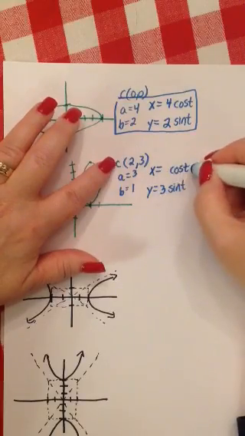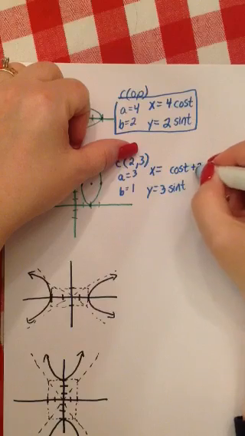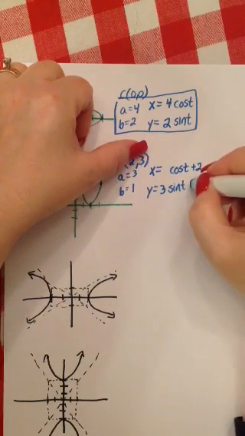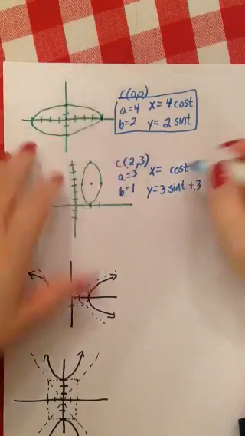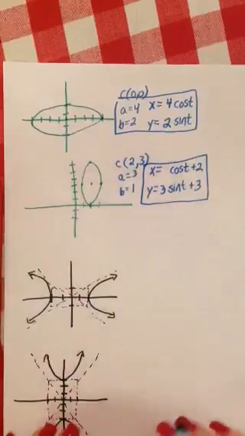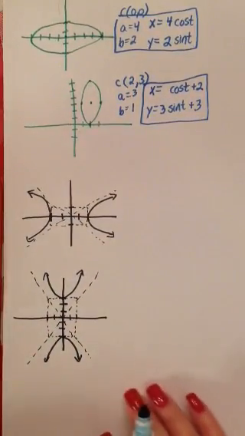But for x, the x portion of the center is positive 2, so we go plus 2. The y portion of the center is 3, so I would say plus 3. And those would be the parametric equations for those ellipses. Okay, let me make sure you can see these.